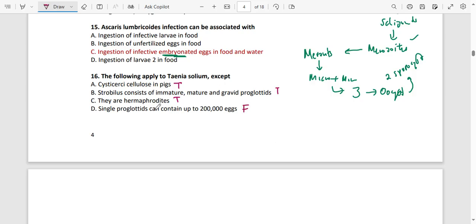So this is false. What are hermaphrodites? Anyone that wants to help there? Thank you so much. Those guys which have got both male and female in the same organism. So these are the guys.